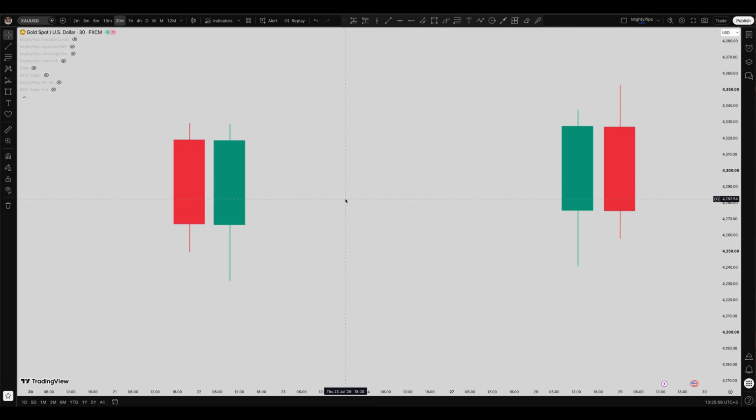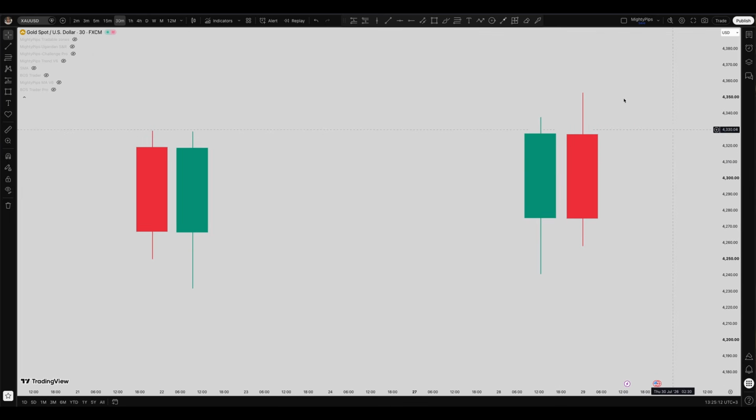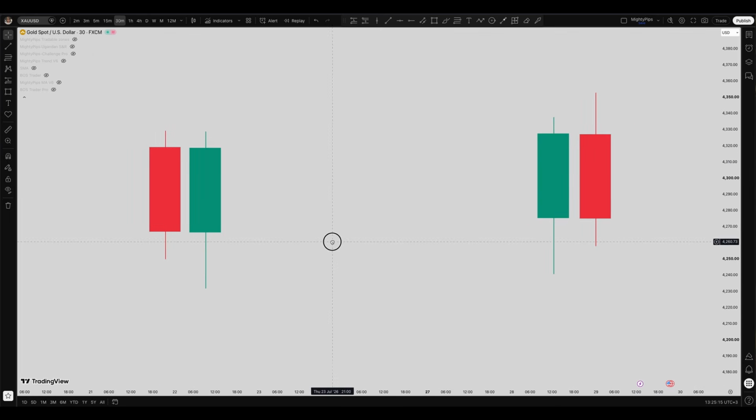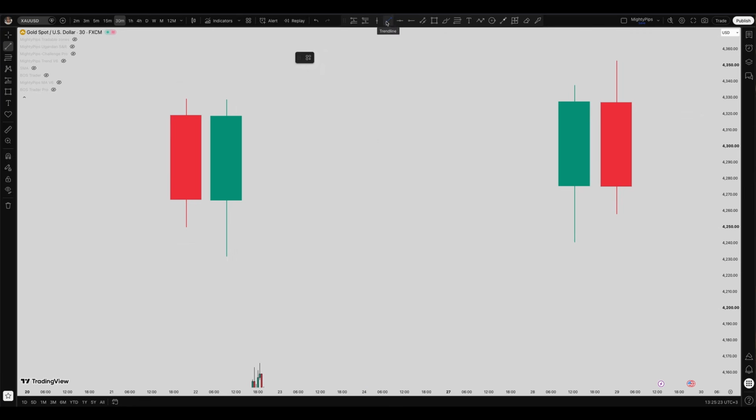Now the CRT model involves two candles, right? This is a bullish CRT model and this is a bearish CRT model. Now to use the CRT model to your advantage, this is exactly what you do, right? Follow this step by step and you will be on your way to trading this successfully.